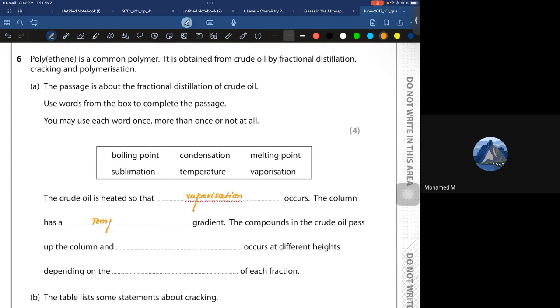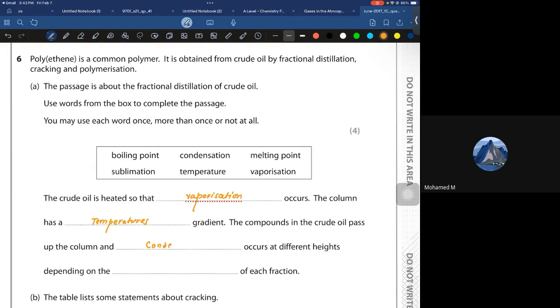You know, temperature gradient. The column separates the things on the basis of their temperature. Let's suppose you're having alcohol and you're having diesel. Since the boiling point of diesel is higher, it would be separated first, and the boiling point of alcohol is lower, that is 78 degrees Celsius. It would be separated hereafter. So it depends on the temperature gradient. The compounds in the crude oil pass up the column and condensation occurs.